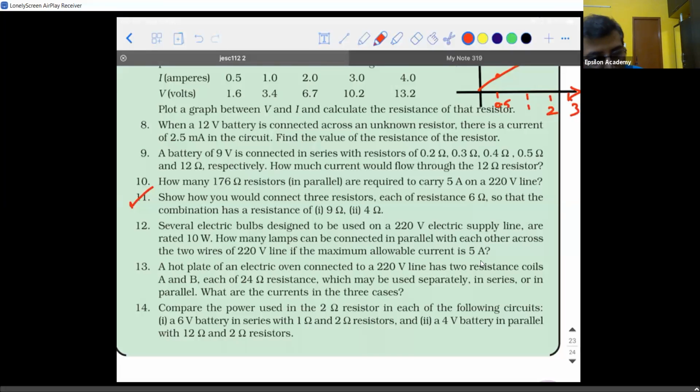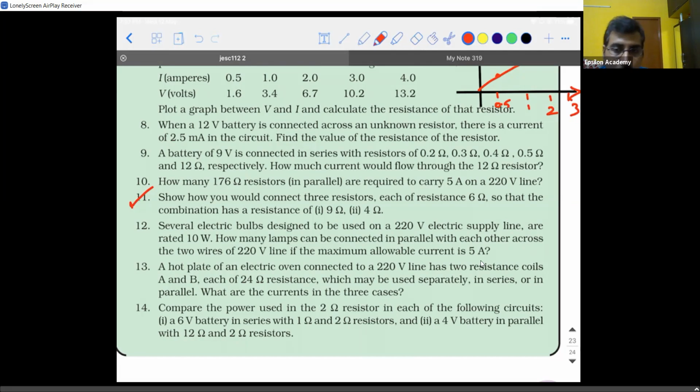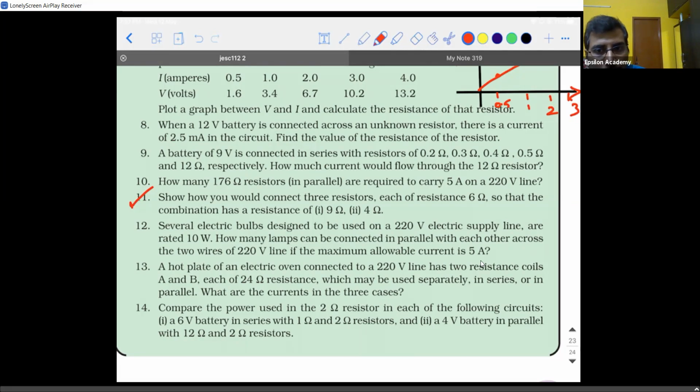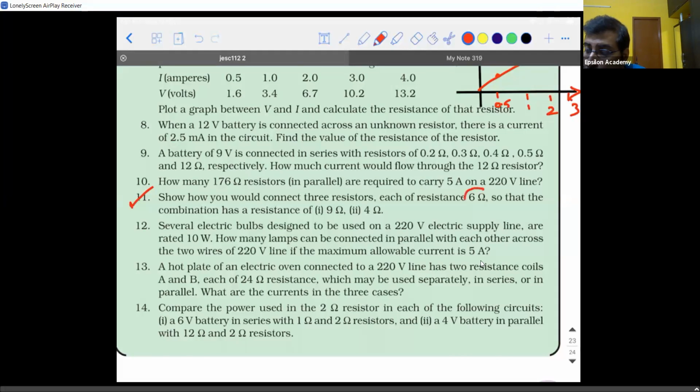So if you put all the 6 in series, how much will you get? 18 ohms. If you put all the 6 in parallel, how much will you get? 2 ohm. See, it is very simple. If all the resistors are of equal value and they are in parallel, then you have to divide the resistance by the number of resistors. 6 divided by 3 will be 2 ohm for parallel.